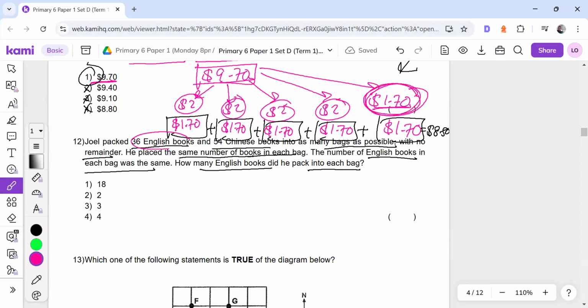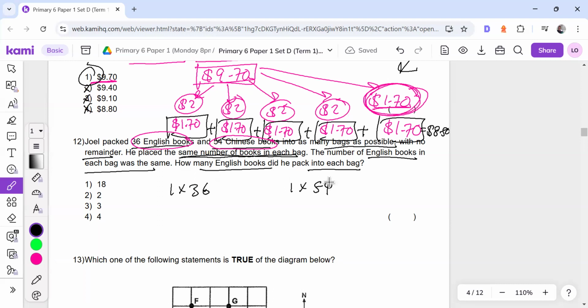I can see that there are 36 English books, there are 54 Chinese books, and the clue is what? The clue is he placed the same number of books into each bag. Every bag got an equal number of books, right? And that is a clue. So the clue for what method? Factors. You go and find the factors of 36 and go and find the factors of 54.